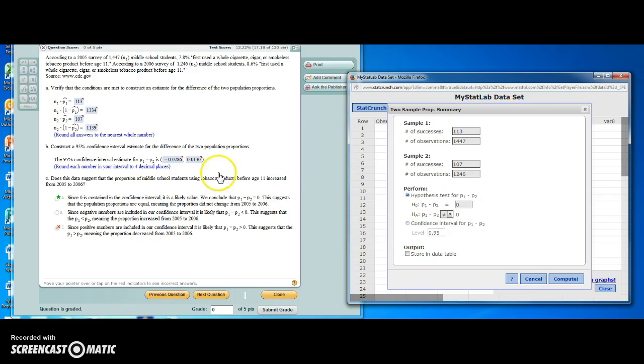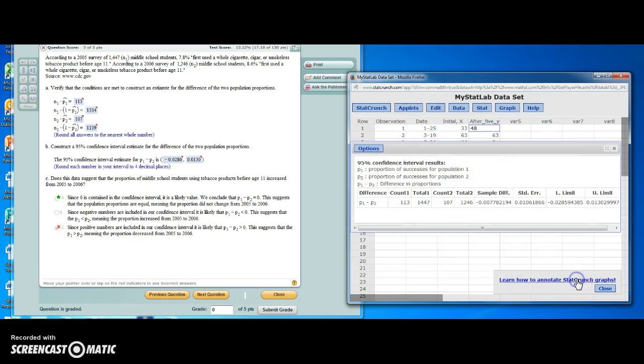This is not a hypothesis test. This is asking me to construct a confidence interval, so I'm going to have to check the confidence interval box, verify the level is 95%, and then hit compute. When I do that, I see that I get, rounded to 4 decimal places, -0.0286 and 0.0130.